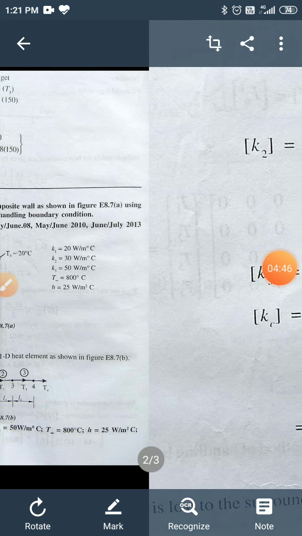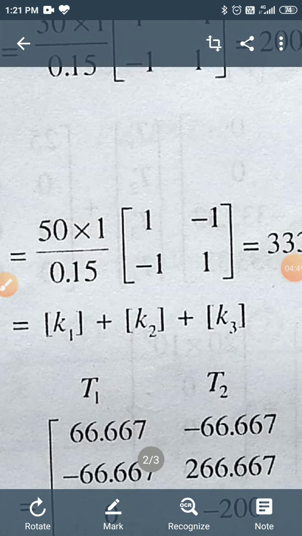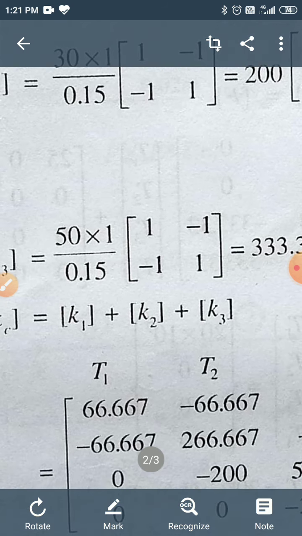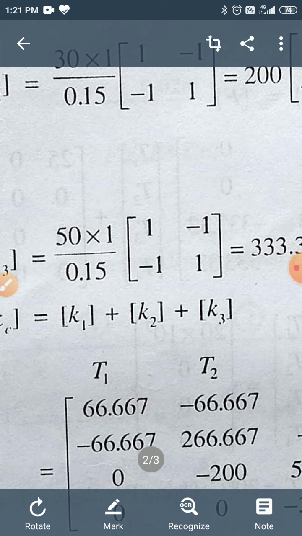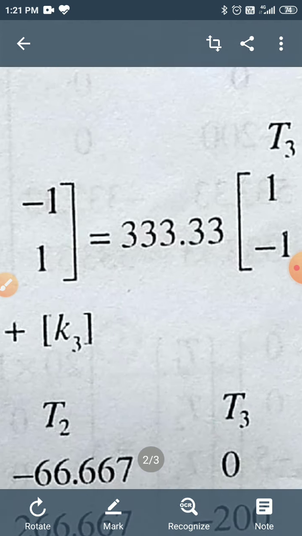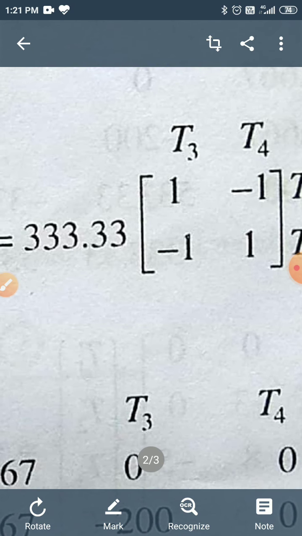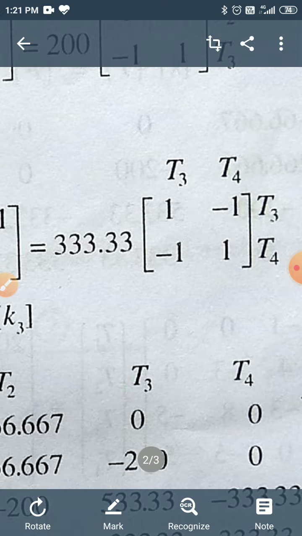Similarly we obtain the stiffness matrix for the third element, that is K3 A3 upon L3. The thermal conductivity of the third material K3 is 50 watt per meter degree centigrade and the length is 0.15. After simplification we get 333.33 times the matrix 1 minus 1 minus 1 1. It is connected between the nodes T3 and T4.